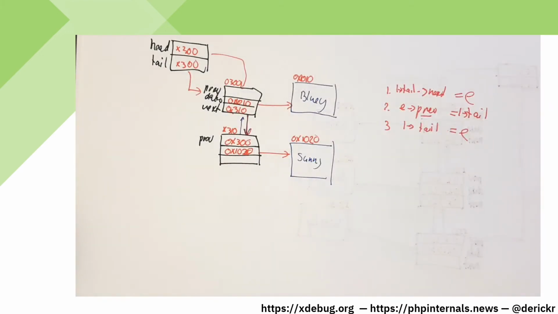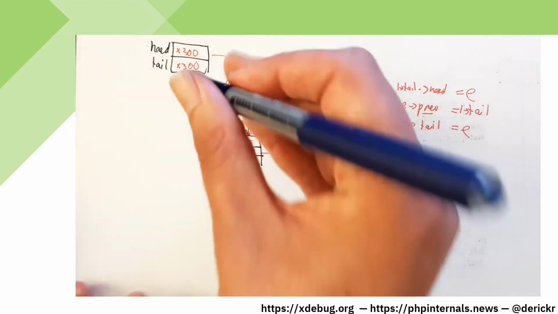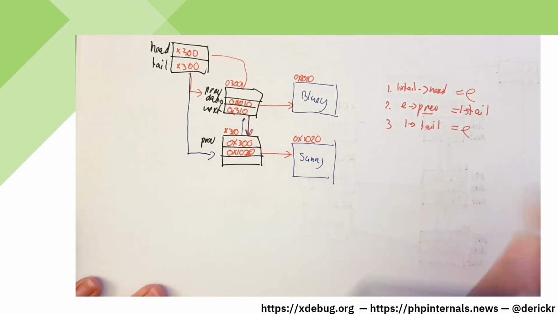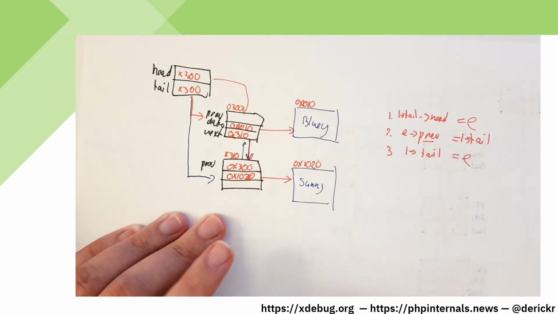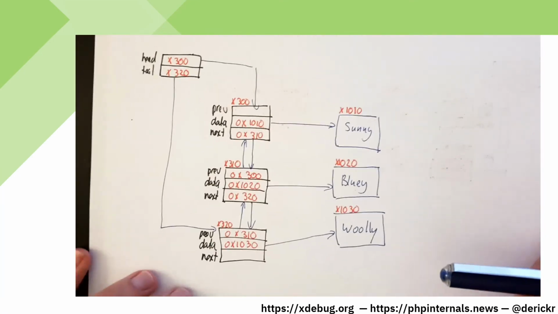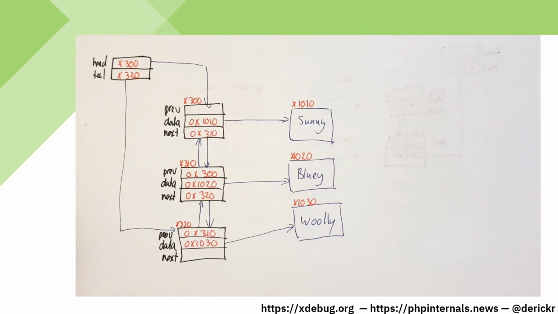Okay, so back to the drawing. I've actually forgotten to update this pointer in the drawing. And of course, we have 3 elements already. So that is this drawing. So there we go. So this is the situation where we currently are. Now, what do we need to do when we remove the head?